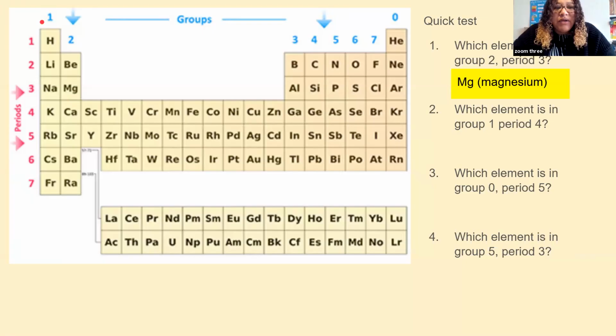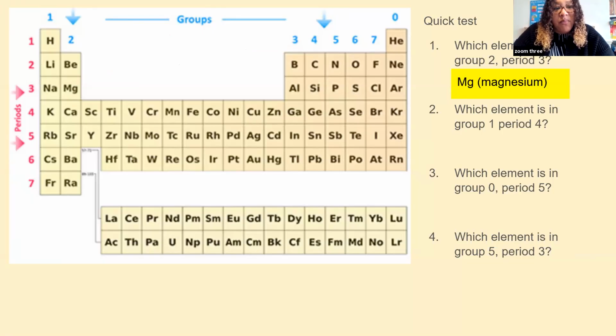and then you want to find period 4. One of the ones we'll be looking at today. And then which element is in group 0, over here, period 5. And then which element is in group 5, period 3. I'll just give you a moment to have a look and see if you are able to do that.